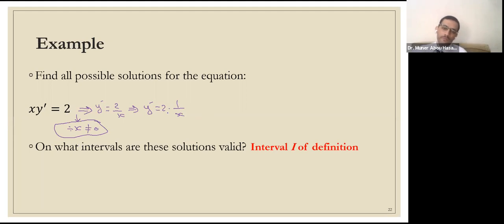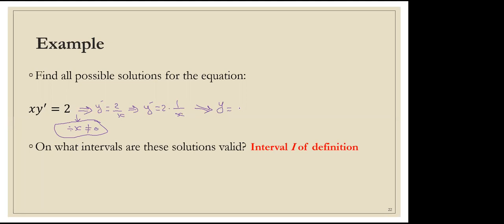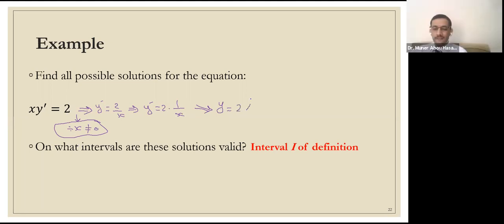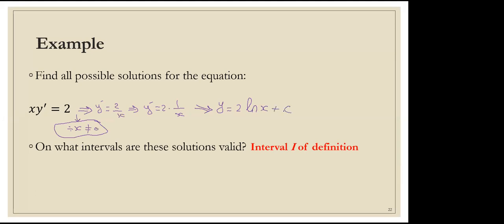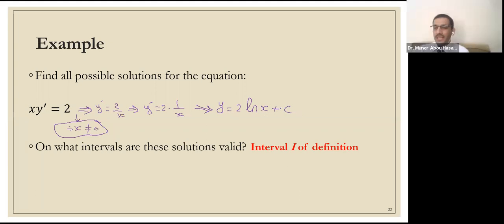Now, can anyone of you guess the value of y? It's very easy, by the way. 2 ln x. Great. Who is speaking? Great, Muhammad. 2 ln x plus constant. Can I write a constant here? Because now if you differentiate this, you will get 2 over x.